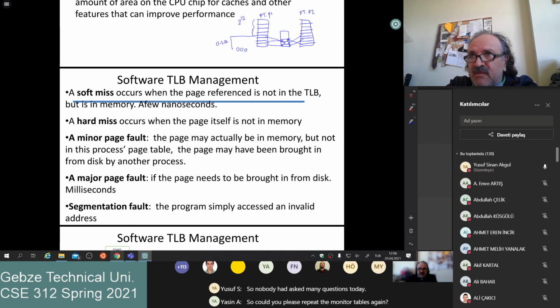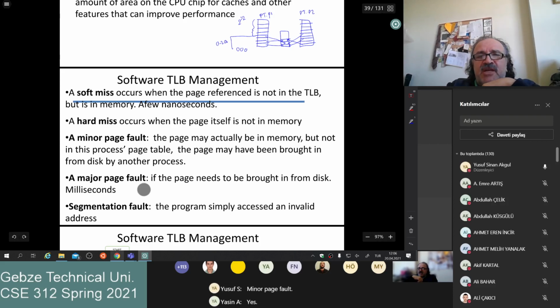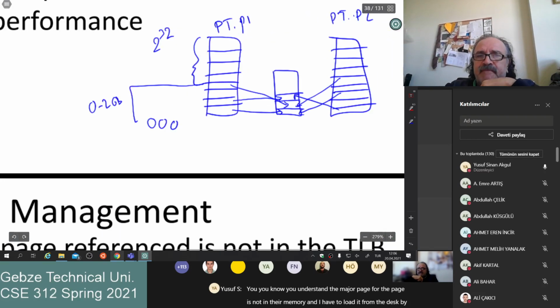Could you repeat what minor page faults are? What is a minor page fault? You understand the major page fault: the page is not in the memory and I have to load it from the disk. A minor page fault is this.